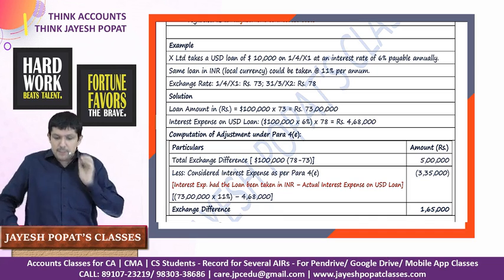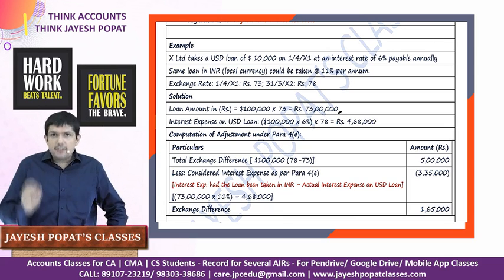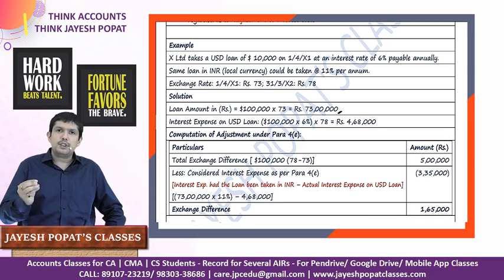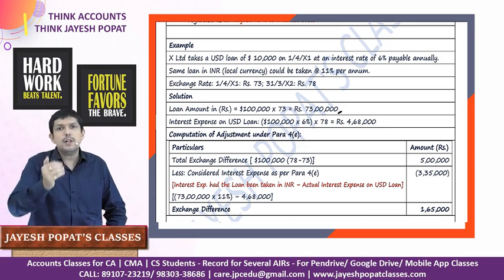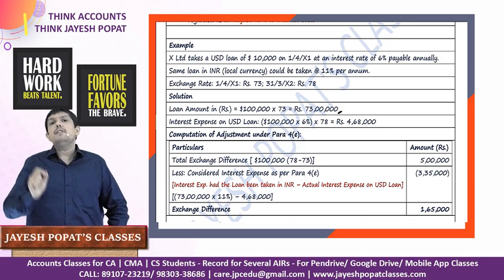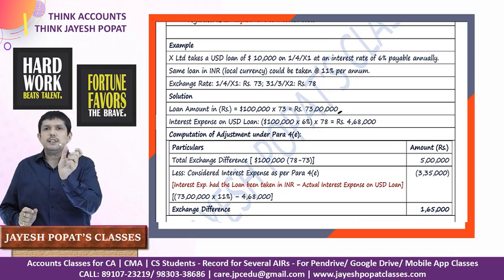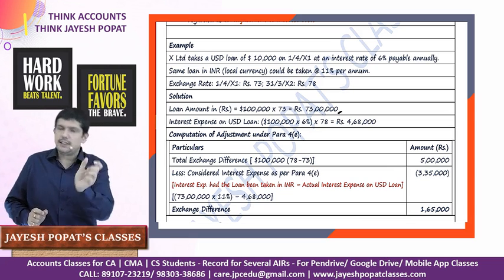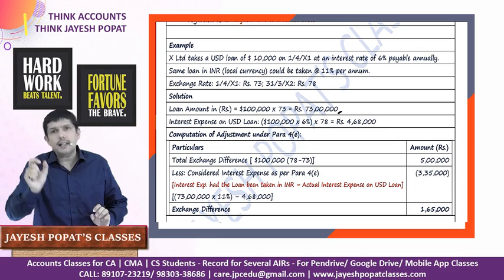Let's take an example. Let's say I want to borrow 73 lakh rupees. I have an option to borrow it from India, let's say at an interest rate of 11%, or I can borrow this same 73 lakh rupees from the US in a USD loan, and I will have to pay interest at the rate of 6%. So if I am taking a foreign currency loan, the interest will be paid at 6%. If I am taking the same loan, same amount in India, I have to pay 11%.